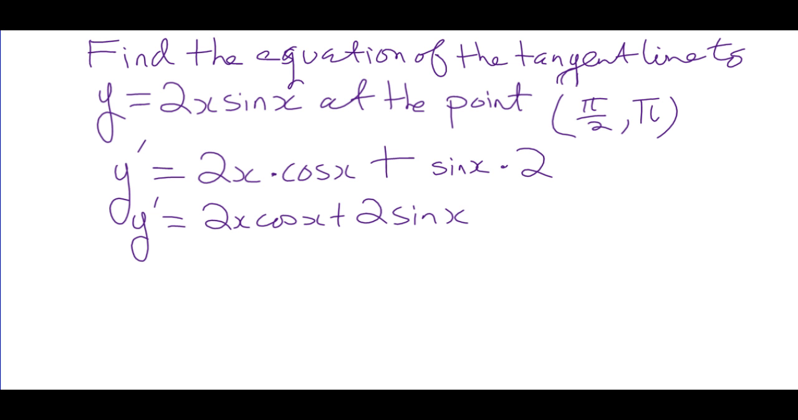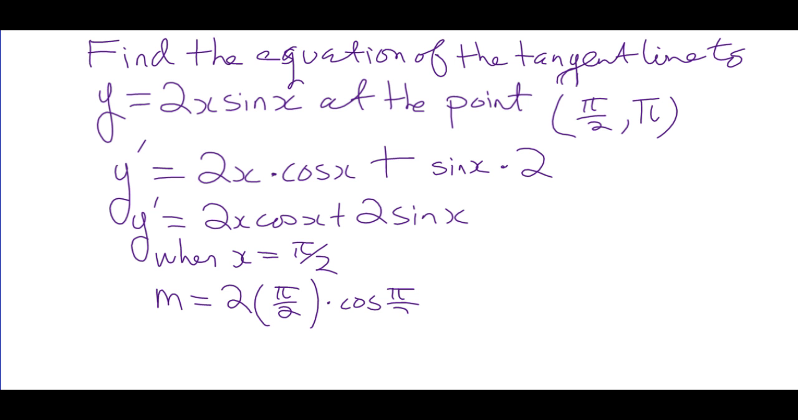Then we say, now what do I need? I need the slope at that point, so I've got to put pi over 2 in for x. So when x is equal to pi over 2, then m is equal to 2 times pi over 2 times the cos of pi over 2 plus 2 times the sine of pi over 2. Who cares what 2 times pi over 2 is, because the cos of pi over 2 is 0. So that first term is 0.